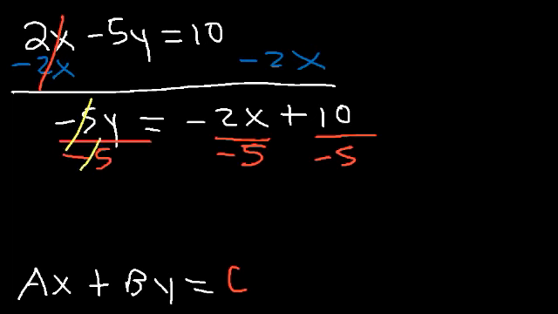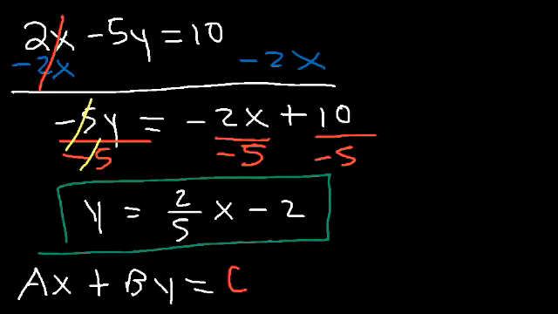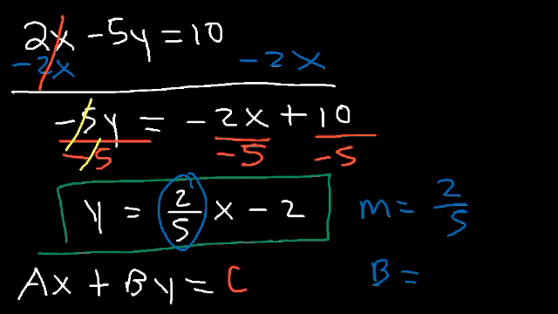So over here, the -5 will cancel. -5 divided by -5 is 1. So we're just left with 1y, which is simply y. -2 divided by -5, the negative signs cancel, so it's simply 2 over 5. 10 divided by -5 is -2. So this is the equation in slope-intercept form. As we can see, the slope is the number in front of x, that's 2 over 5. And the y-intercept is this number, it's -2.